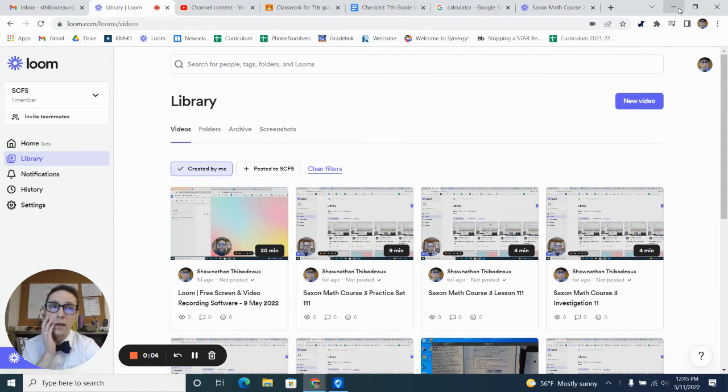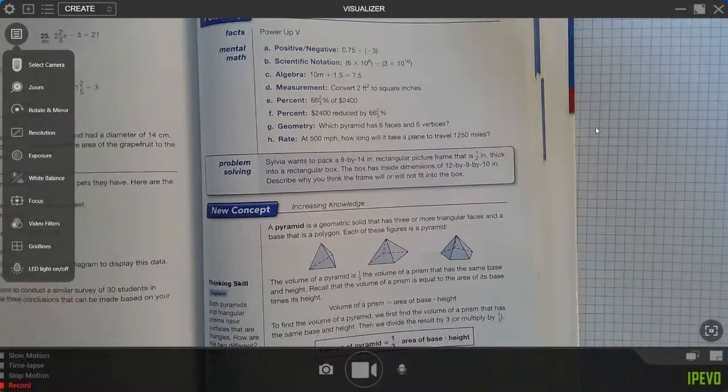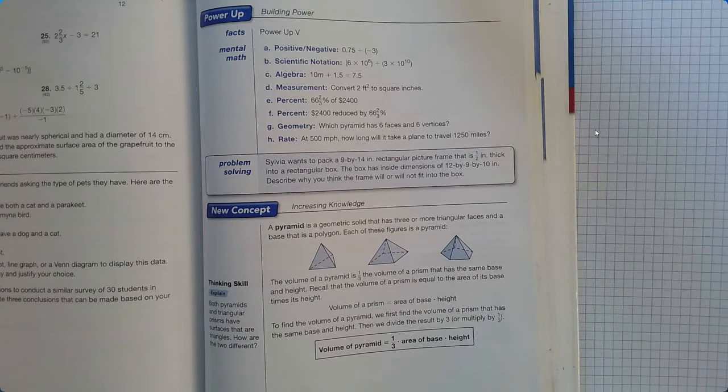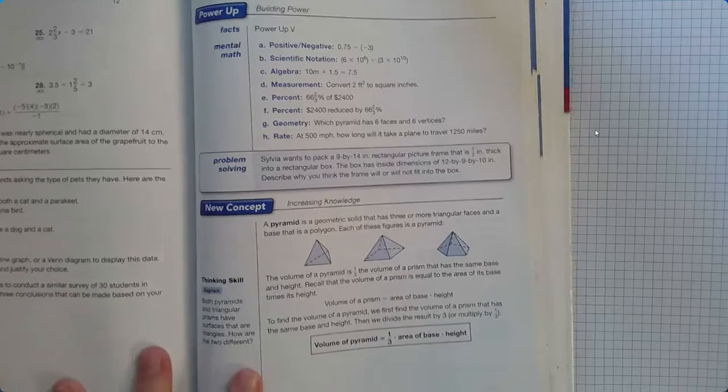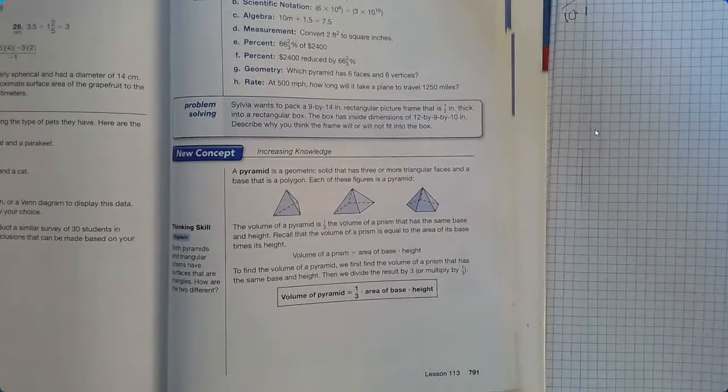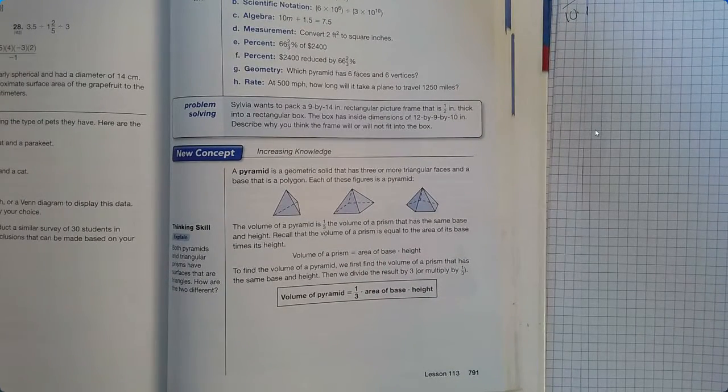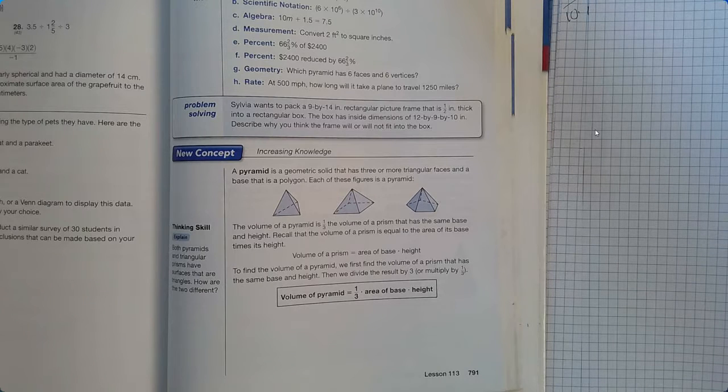Let's go ahead and get our work done for lesson 113. A pyramid is a geometric solid that has three or more triangular faces and a base that is a polygon. Each of these figures is a type of pyramid. The volume of a pyramid is 1/3 the volume of an equal prism that has the same base and height.